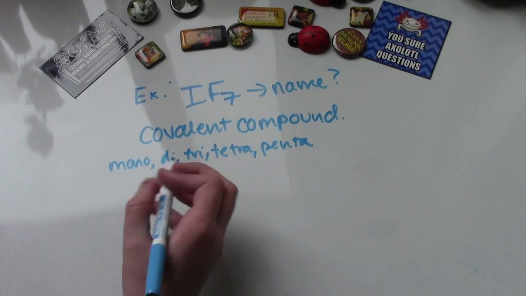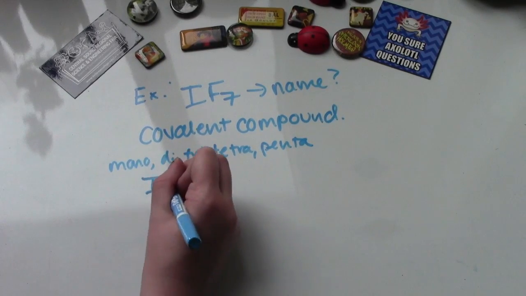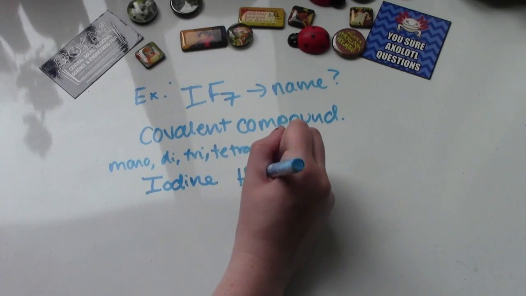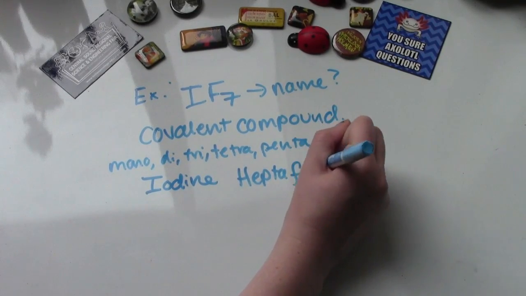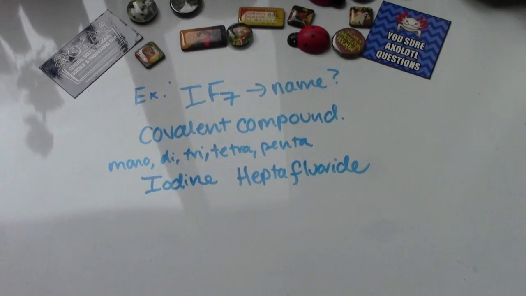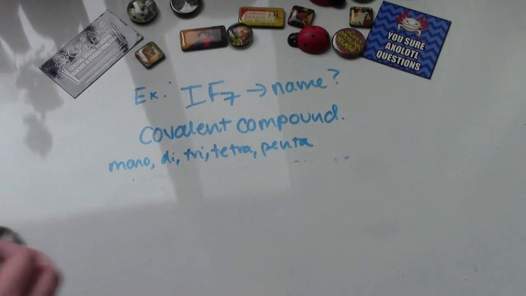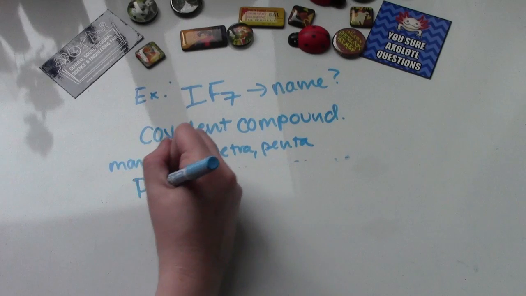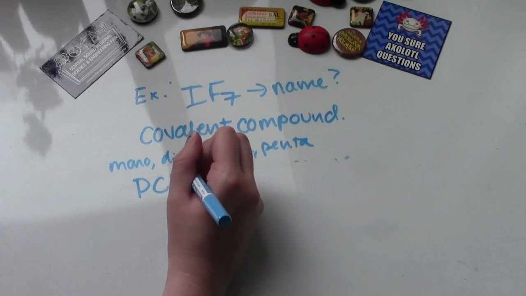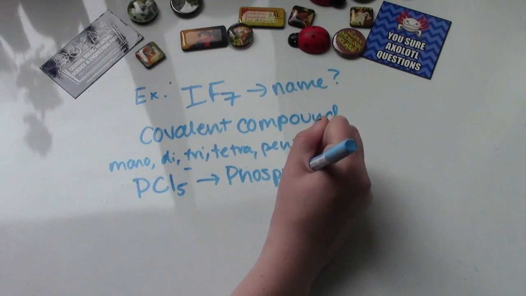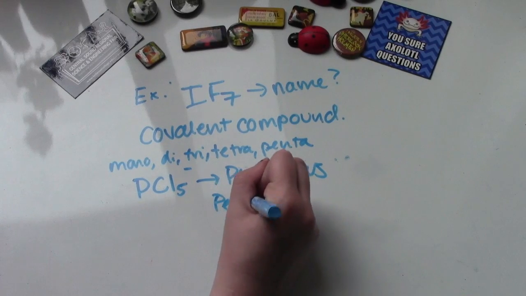So in this case, the name of this compound would be iodine heptafluoride. And that's it. Iodine heptafluoride, because there's 7 of them. If we had PCl5, this would be phosphorus pentachloride.